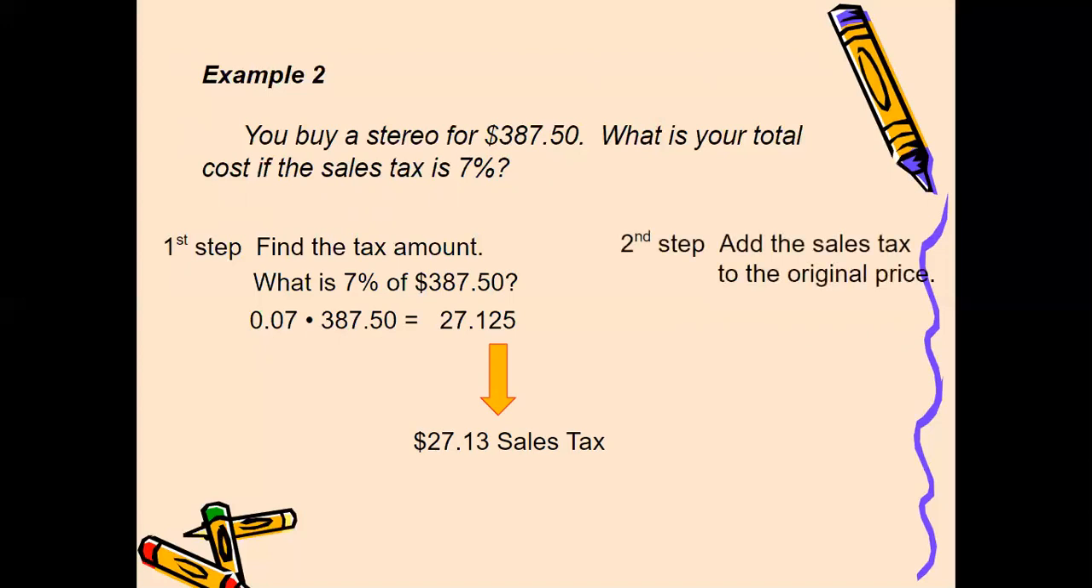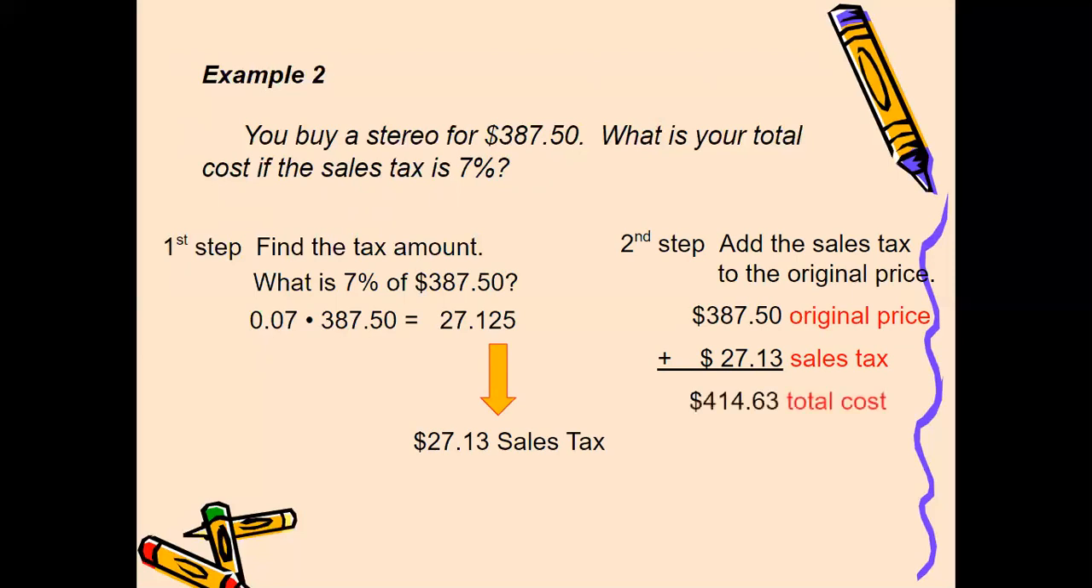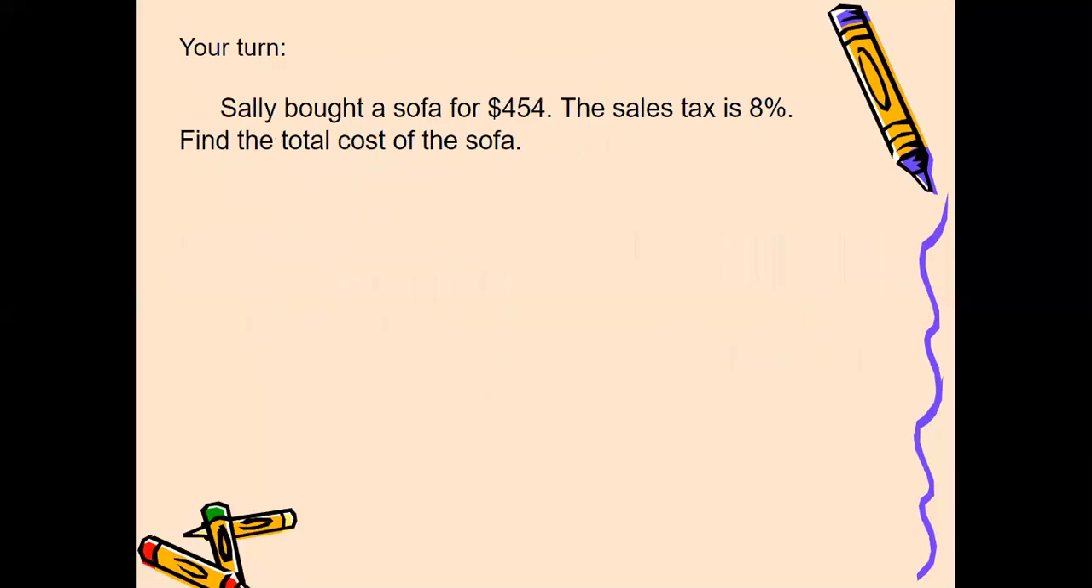My next step, I'm going to do step 2, which is to add the sales tax to the original price. So if I note the original price, $387.50, I need to add $27.13, and that's going to give me a total of $414.63. So that is the answer to this question. The total cost after sales tax is $414.63.